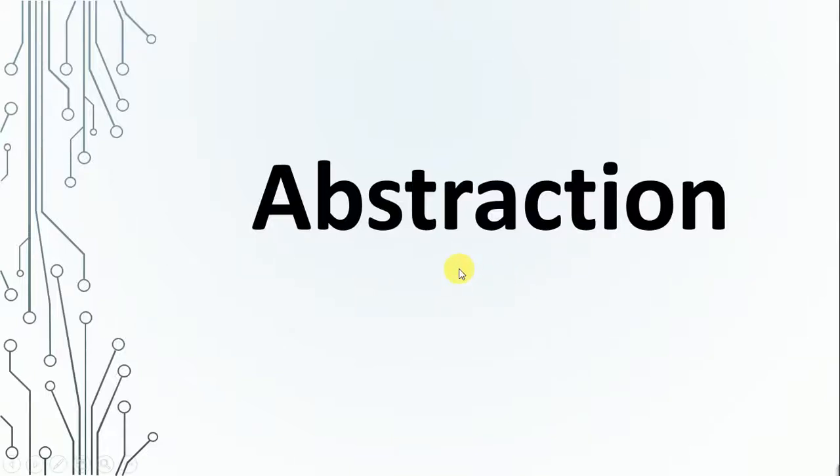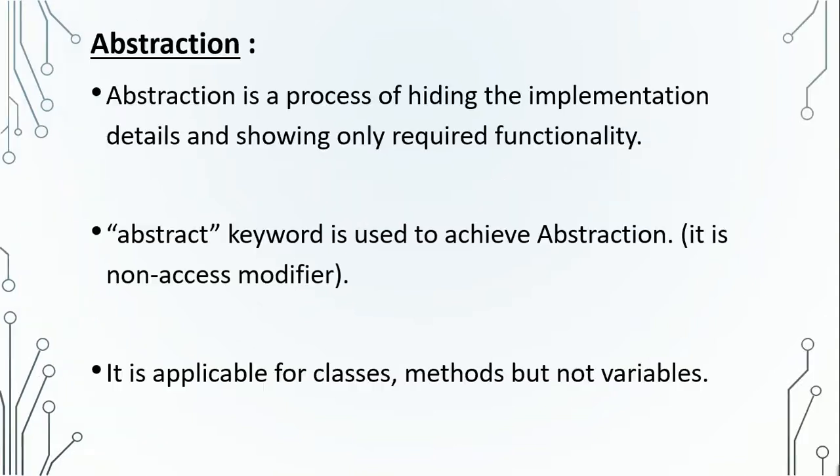So in today's video we will discuss abstraction in Java. So let's begin. First of all, what is abstraction? Abstraction is the process of hiding the implementation details and showing only required functionality. The abstract keyword in Java is used to achieve abstraction.